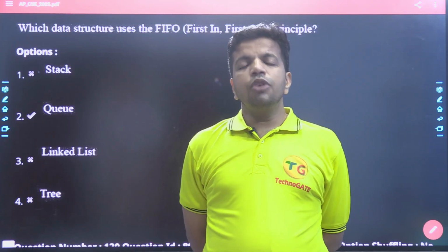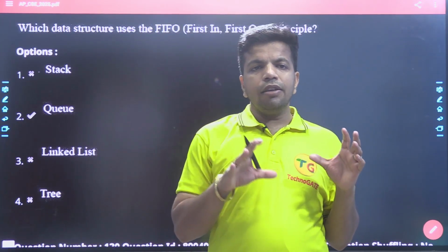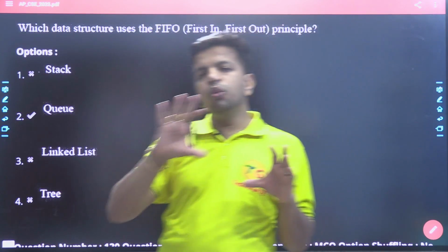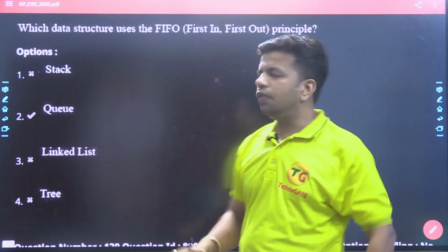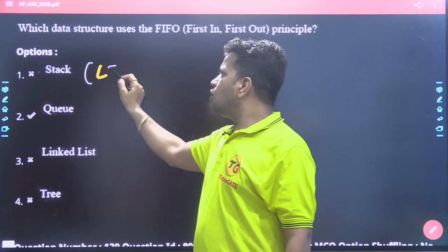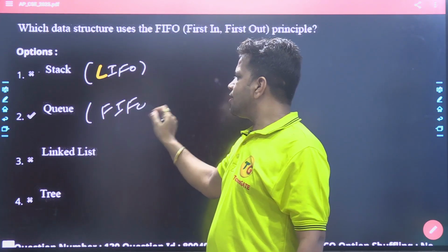Now a question related to data structures. Which data structure uses the FIFO concept? First in, first out is used in a queue data structure. The data item that we insert first is going to go out first. A stack uses the LIFO concept, last in, first out.